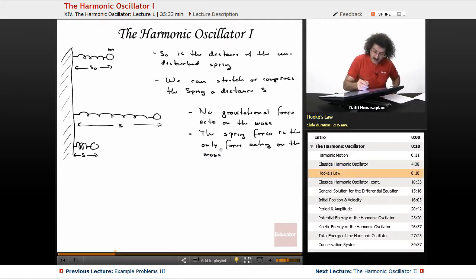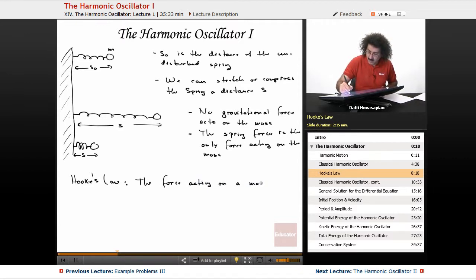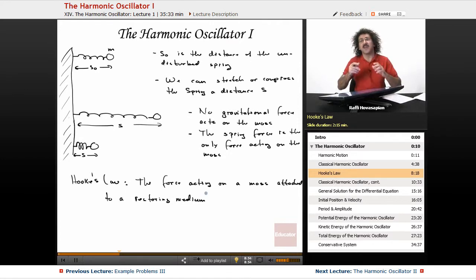Okay, now Hooke's law, you remember hopefully, or you remember having heard from your physics course. The force acting on a mass attached to a restoring medium. In this particular case, the restoring medium is the spring. It could be something else. It could be a rubber band. Anything that will, as you pull it, try to pull it back. As you push it, it tries to push it back. Restores it back to its equilibrium position.